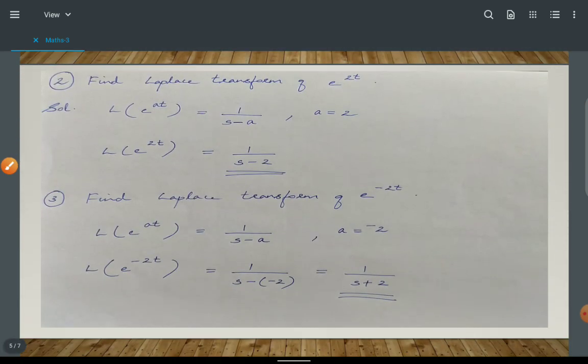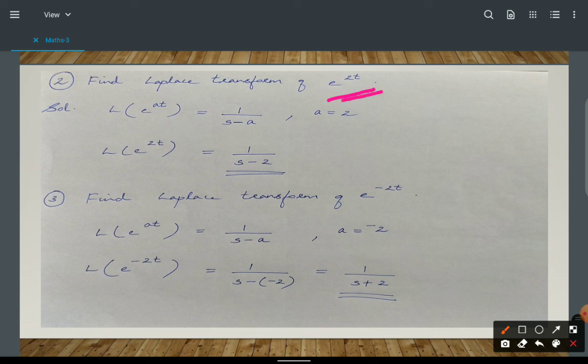Now moving on to the second question. Find the Laplace transform of e raised to 2t. We have already learned a relation for this: Laplace of e raised to at is 1 by s minus a. Here the value of a is already given. In this question, e raised to 2t is given, so what is the value of a? It is 2.